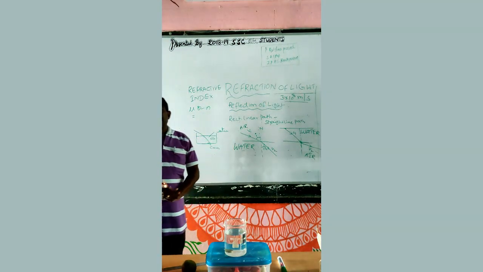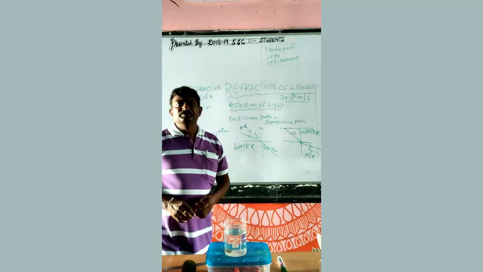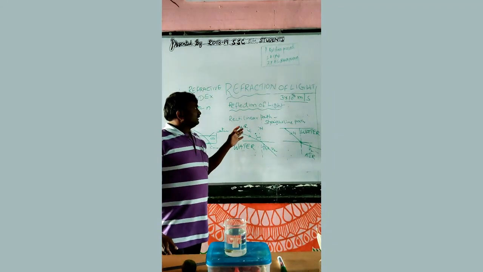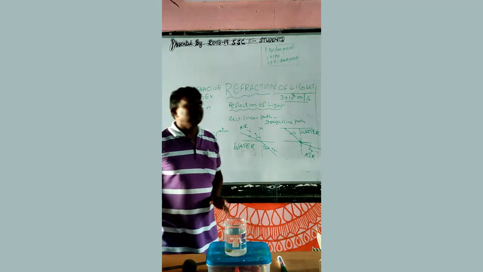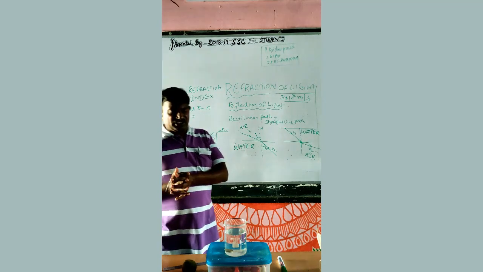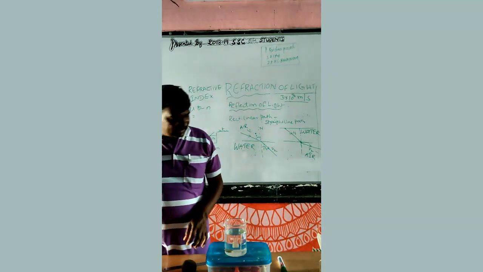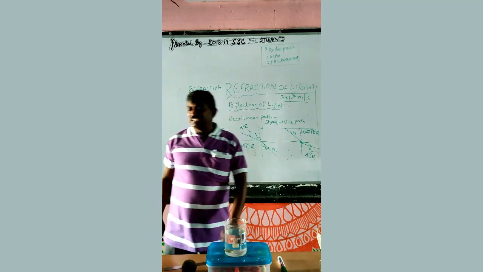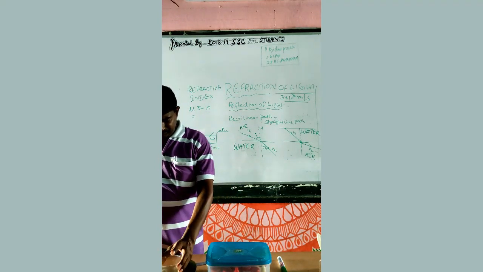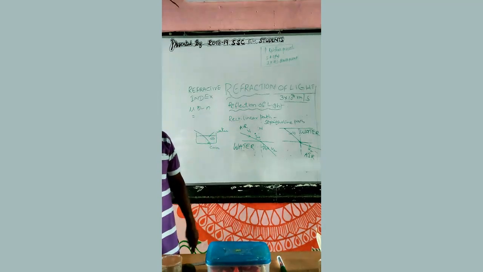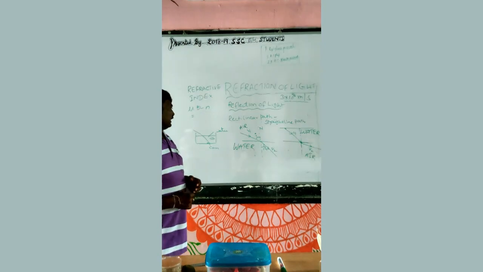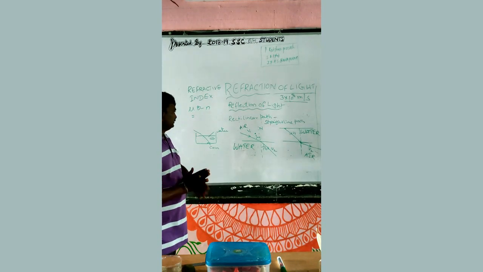Okay. I think it is very clear to all of you. Refraction. Once again, whenever light travels from one medium to another medium, its velocity changes. Now, what is the velocity of the light in the air? 3 × 10^8 meters per second. Okay. How does it change? What happens when light travels from one medium to another medium? Here observe diagram 1.